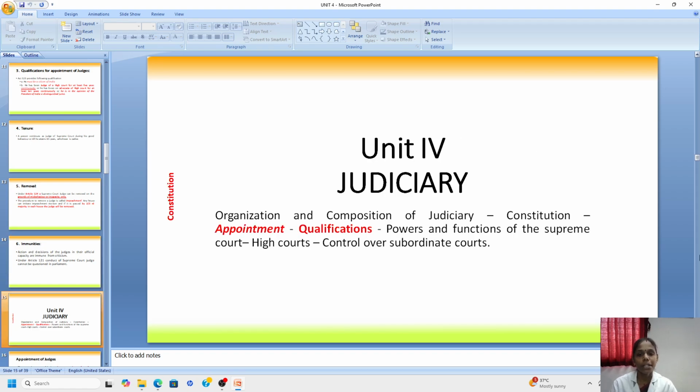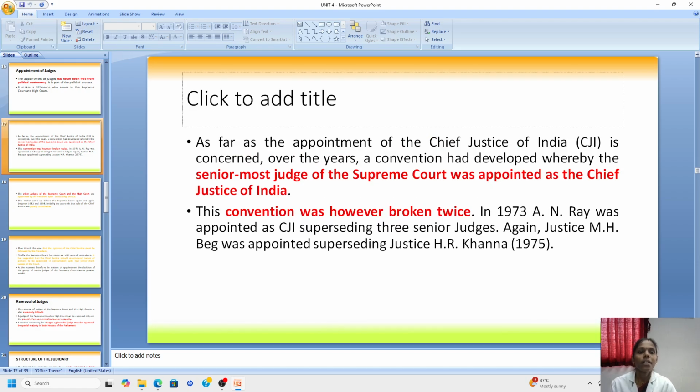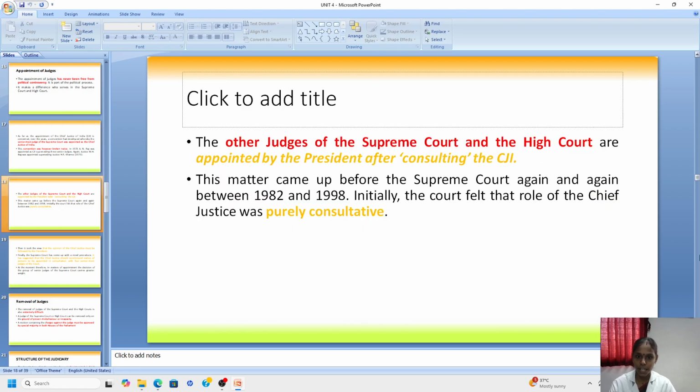Next one, appointment qualifications. Next, appointment of judges. The appointment of judges has never been free from political controversy. It is a part of the political process. It makes a difference who serves in the Supreme Court or High Court. As far as the appointment of the Chief Justice in India is concerned, over the years a convention had developed whereby the senior most judge of the Supreme Court was appointed as the Chief Justice of India.